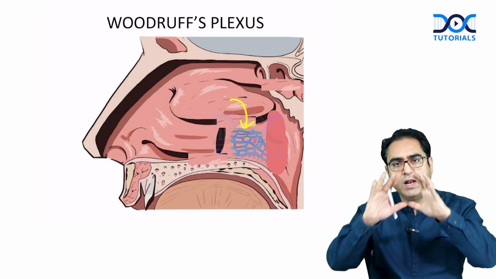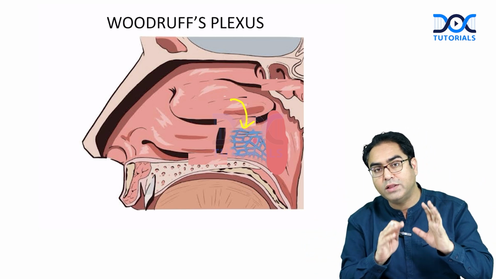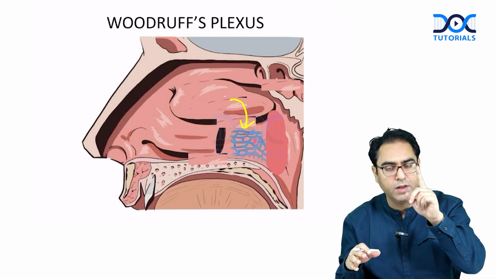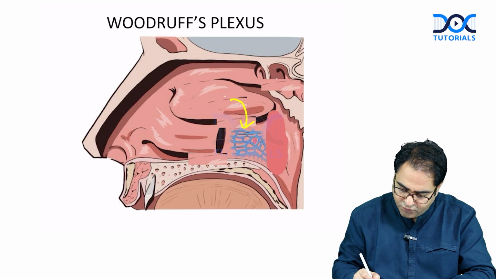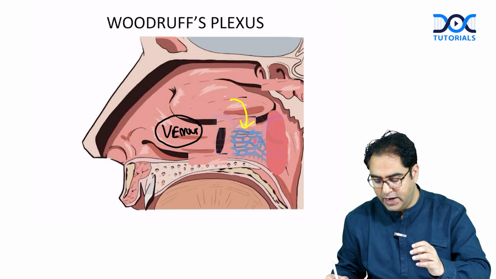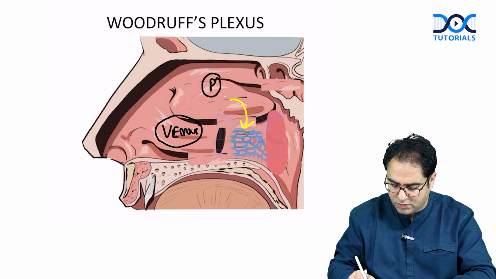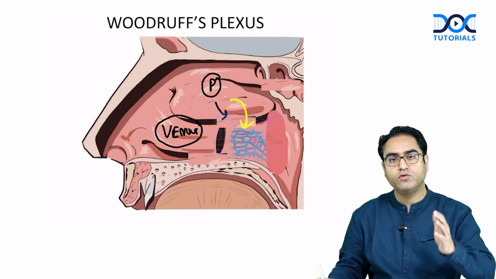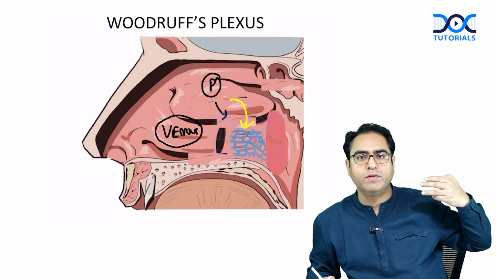The picture is of the lateral wall of the nose, and you're seeing it on the lateral wall of the nose, not on the septum. And my dear friend, this is a venous plexus. It's a venous plexus, not arterial. It is a posterior plexus, not anterior. So it's the posterior part of the lateral wall of the nose.